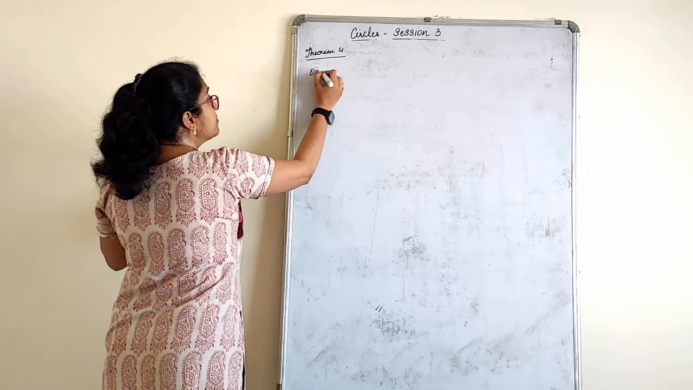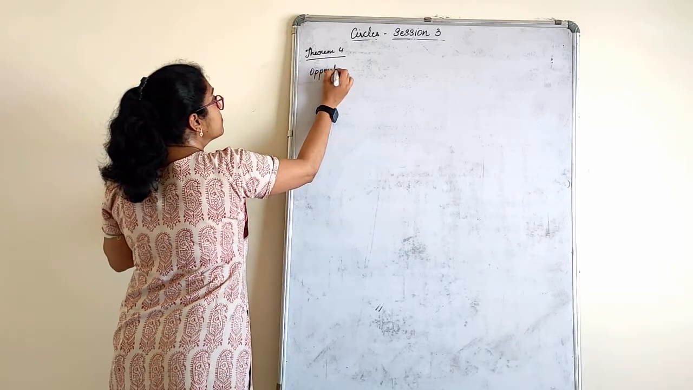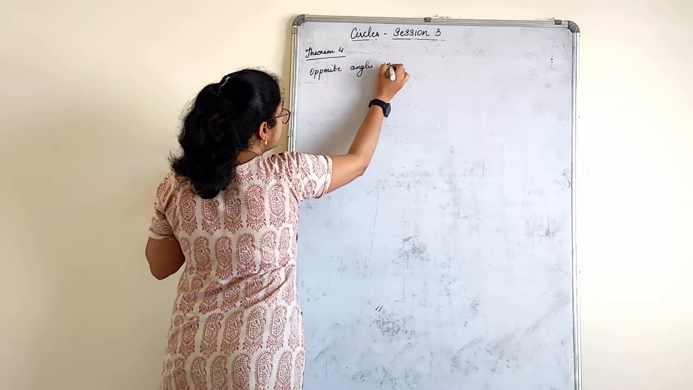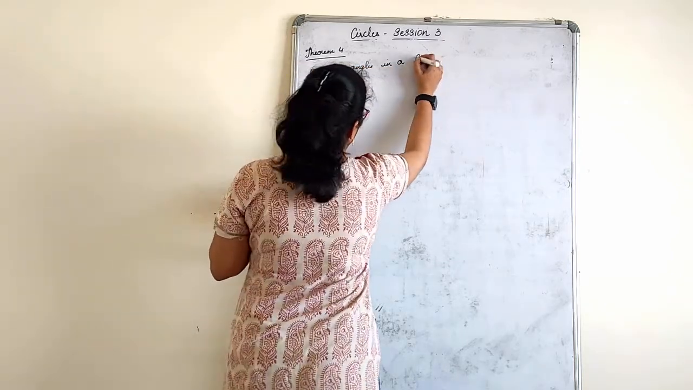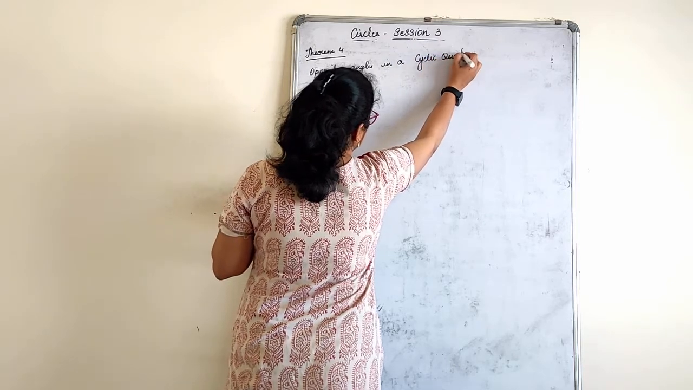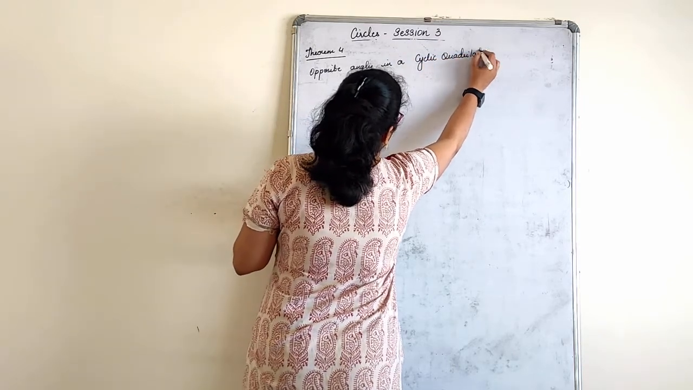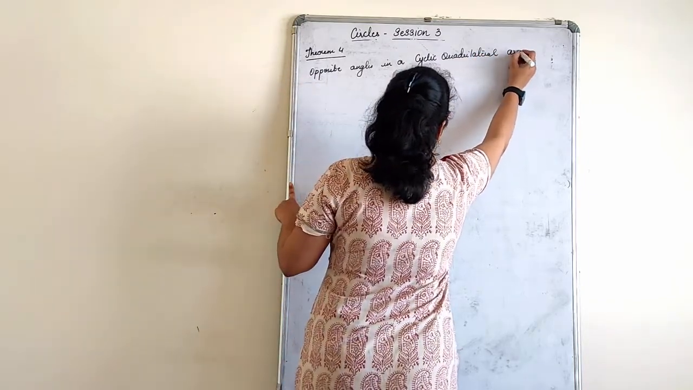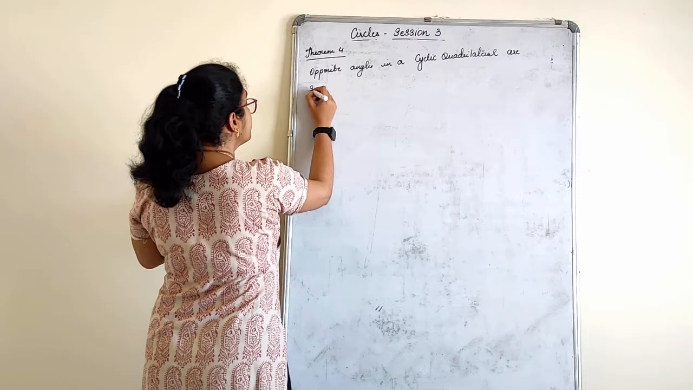Opposite angles in a cyclic quadrilateral are supplementary.